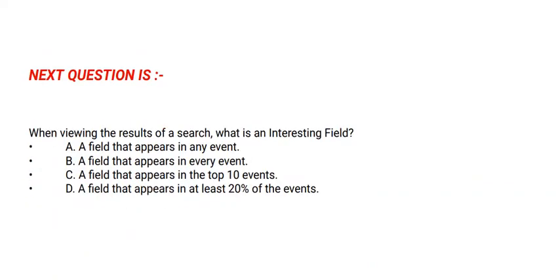Next question is, when viewing the results of a search, what is an interesting field? Options are option A, a field that appears in any event. Option B, a field that appears in every event. Option C, a field that appears in the top 10 events. And option D, a field that appears in at least 20% of the events. The correct option is option D.